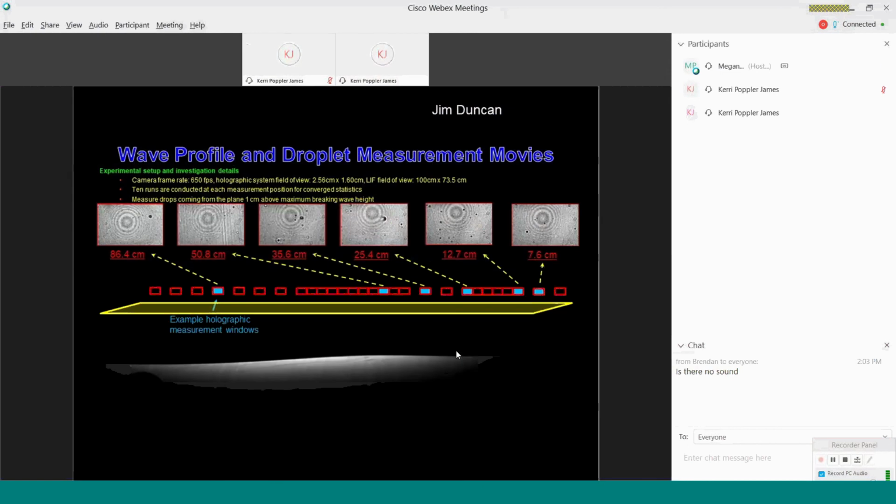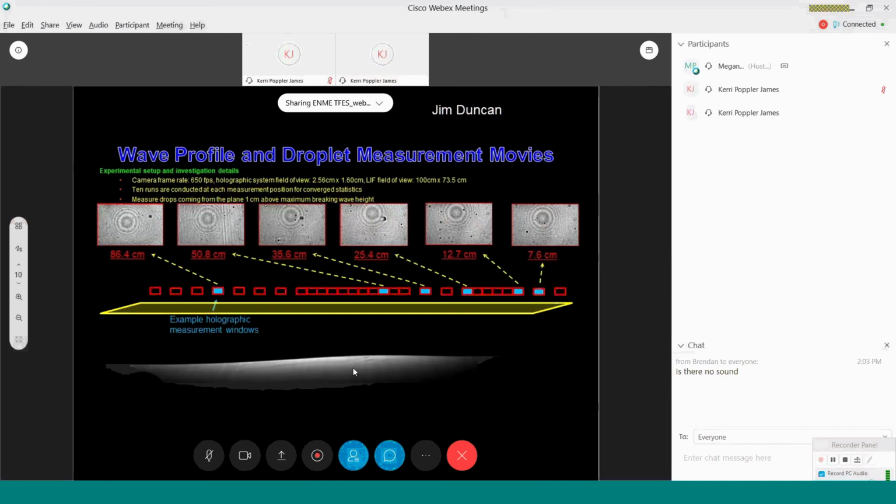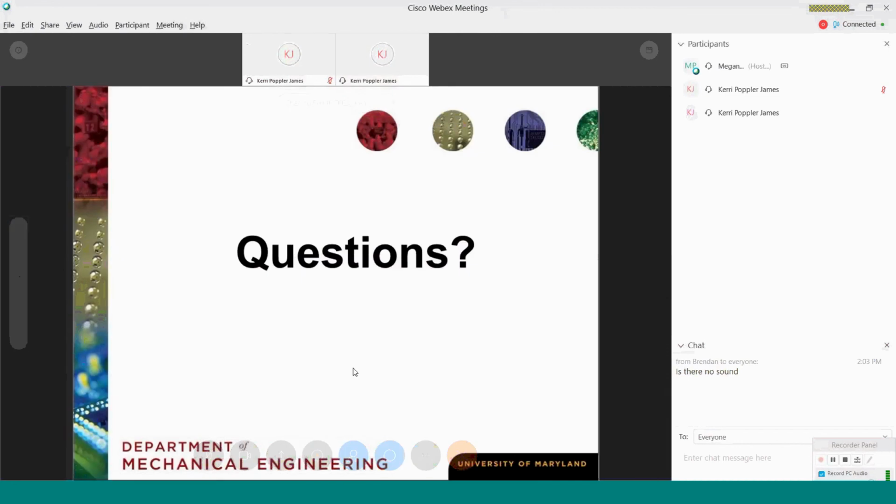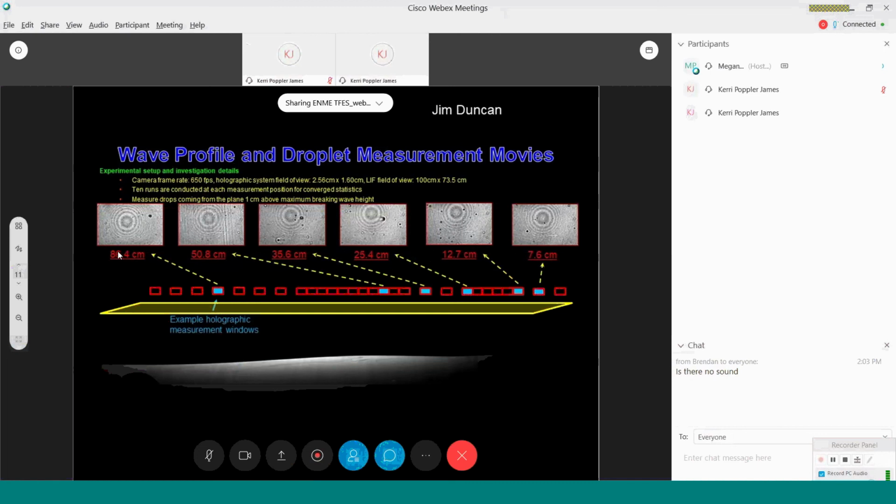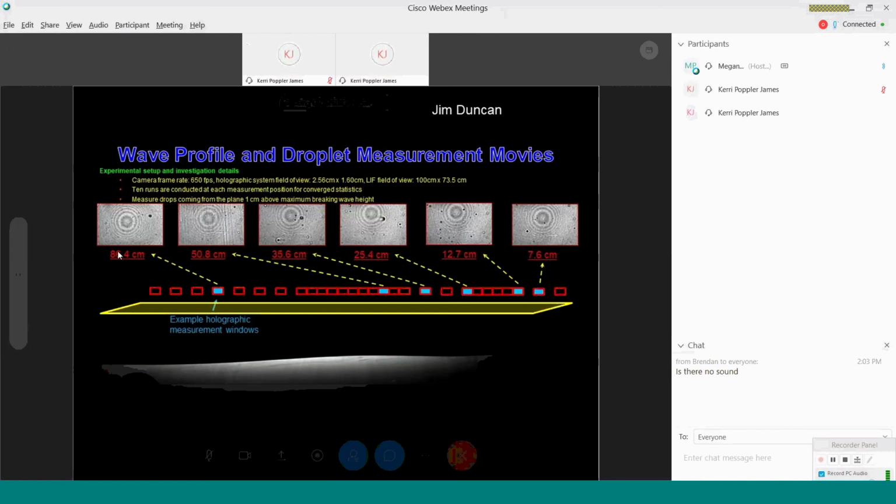And I added one of my own, but unfortunately I can't play the movie, so we'll never know. But I'll go backwards again. That's over here. It's an experiment on droplet production by breaking waves. It's an important phenomenon because it dramatically affects the transfer of heat, mass, and energy between the ocean and the atmosphere, and therefore affects weather systems and climate.